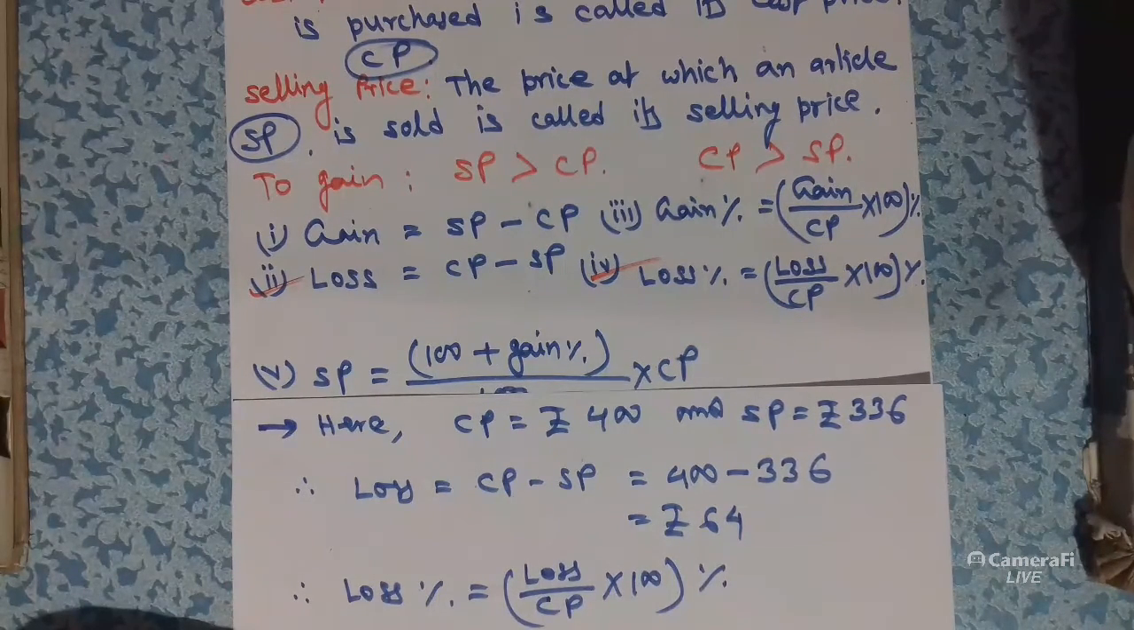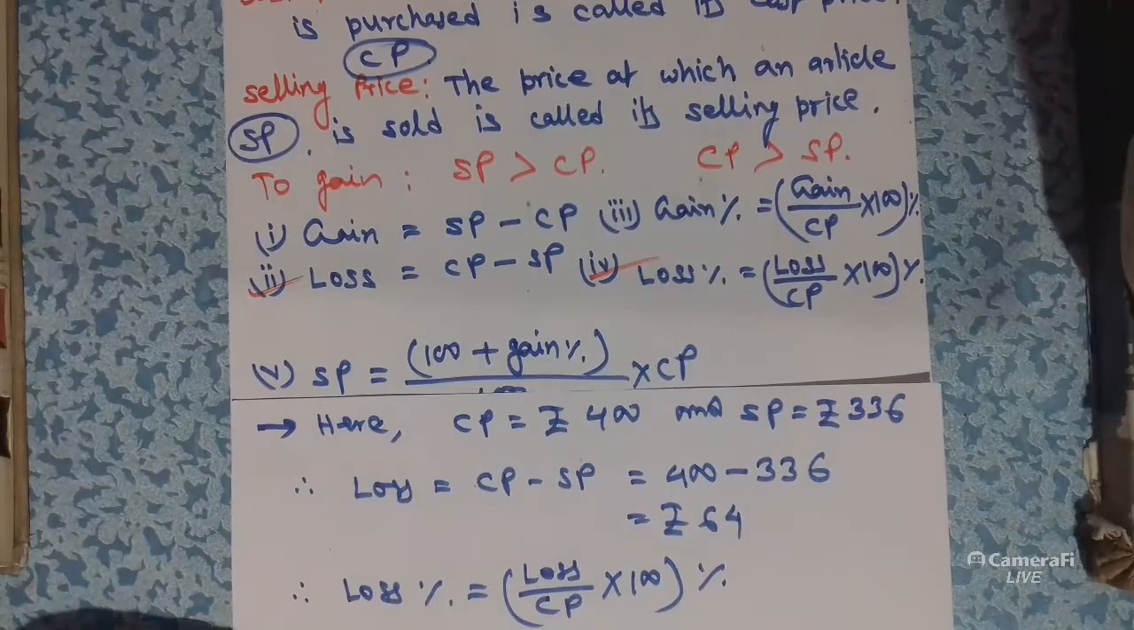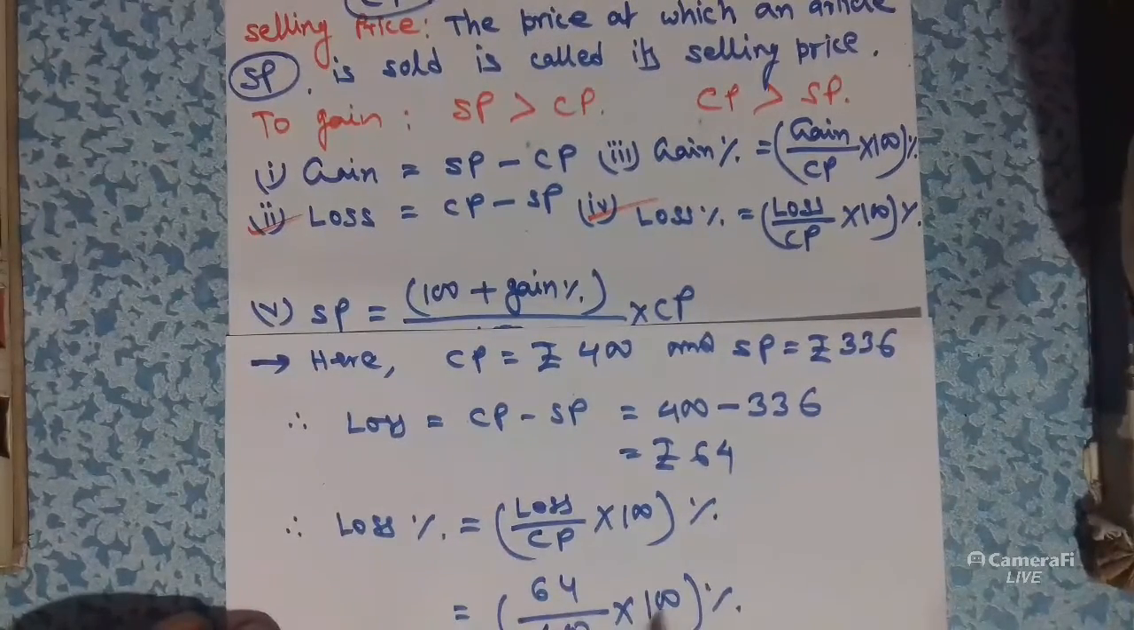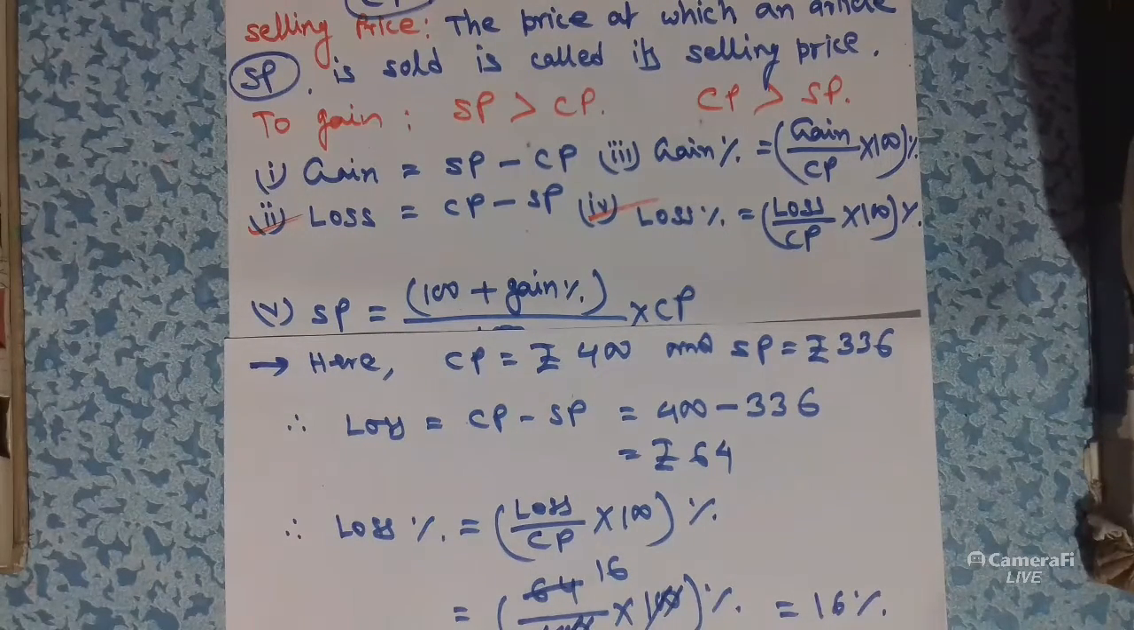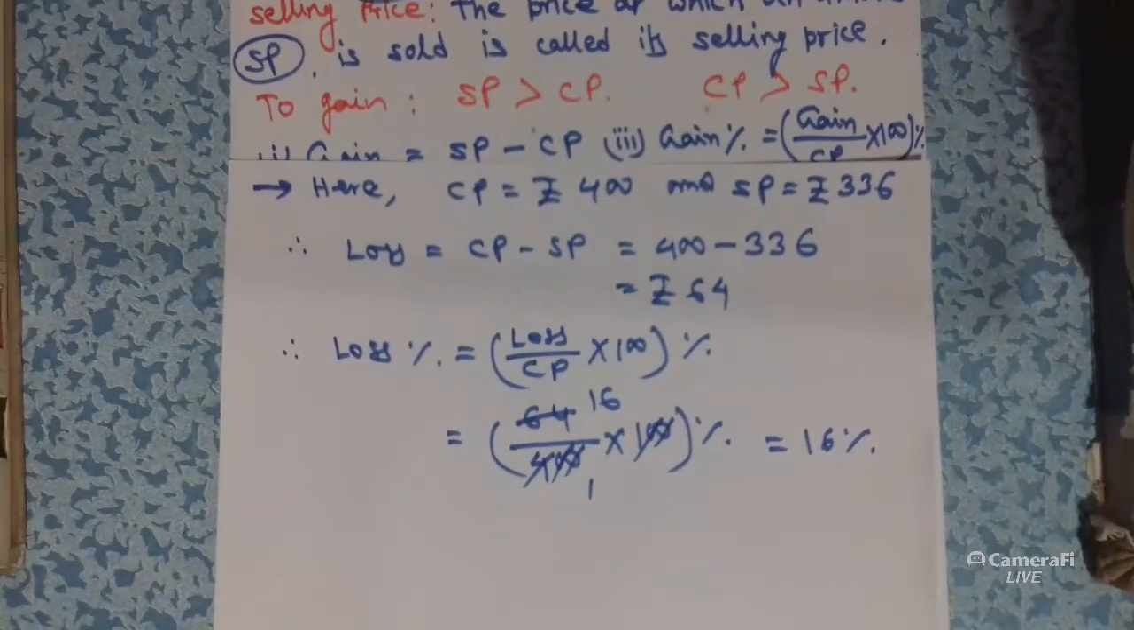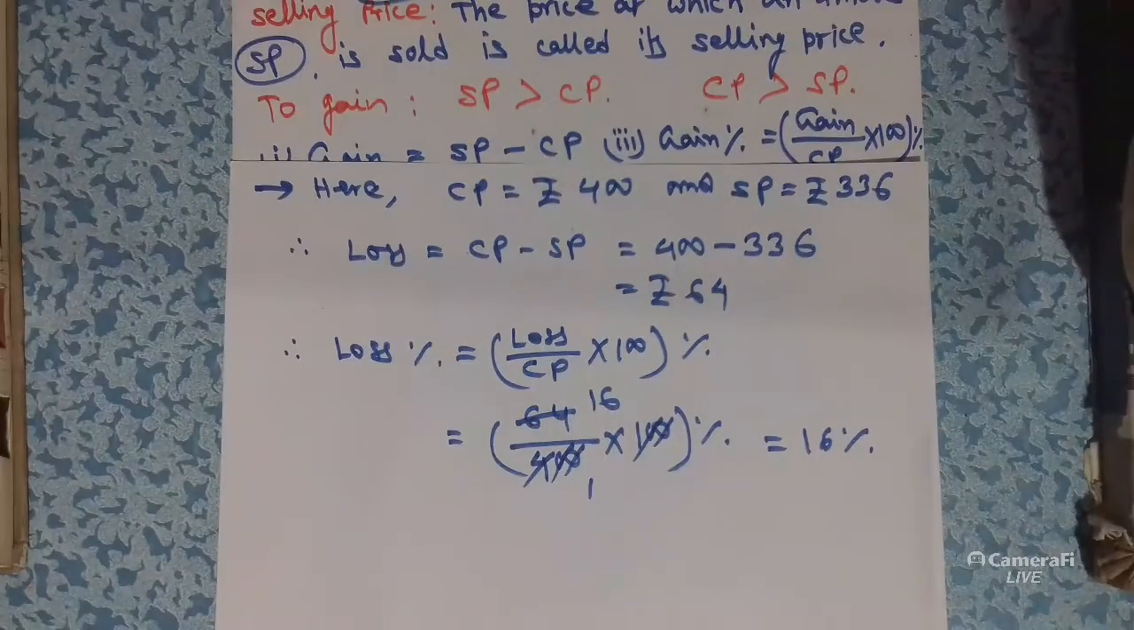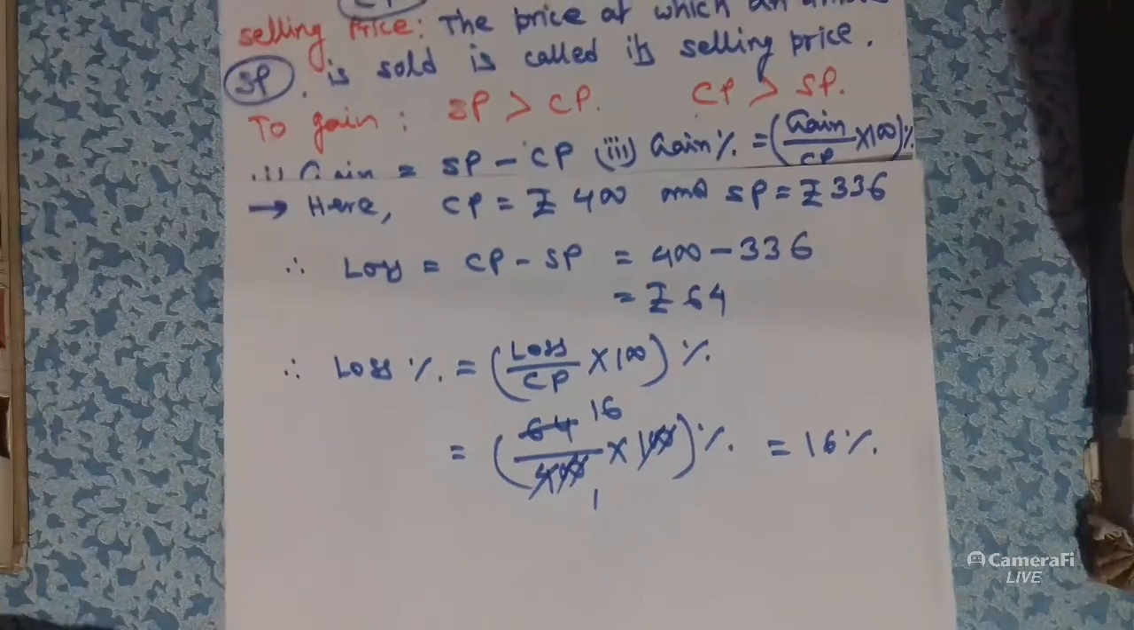So here loss is 64 and cost price is 400, multiply 100. Now calculate it. We can divide 100 and 400 by 100, and we can also divide 64 and 4 by 4. So it is equal to 16%. So therefore loss is 64 and loss percent is 16%. So I hope you understood, students. Now I am going to show you another one.